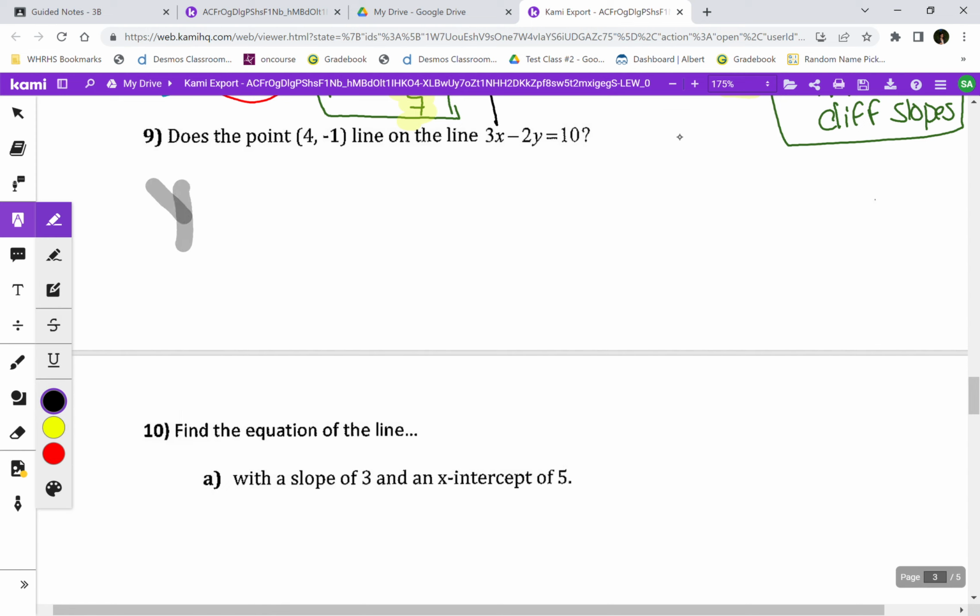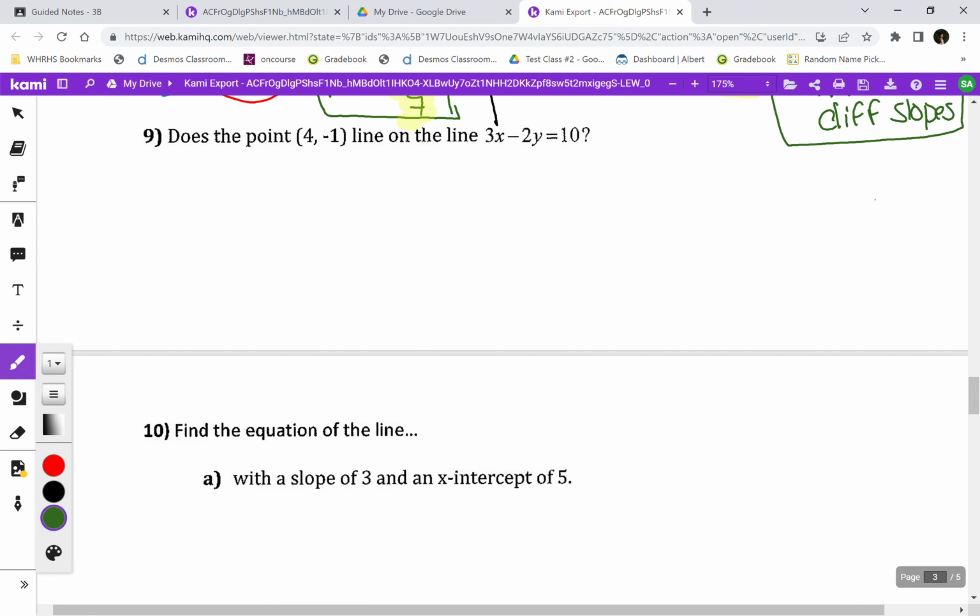Remember when we were talking about the equation of a line in slope-intercept form, y equals mx plus b? We said m is the slope, we said b is the y-intercept. What did we say x and y were? Anybody remember, Bridget? Exactly, any possible combination of points that exist on the line. That's what x and y represent.